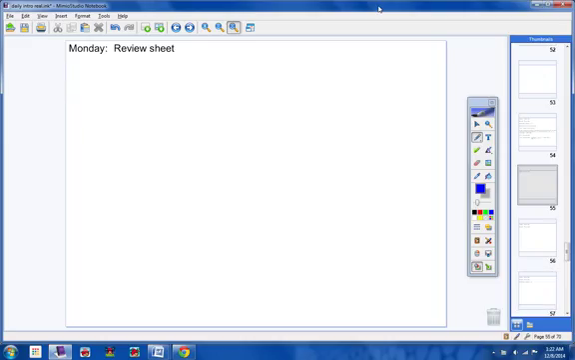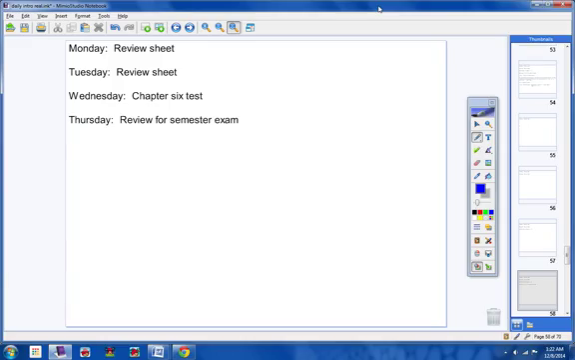Matthew, because we're at the end of the semester, we're going to change things a little bit. Usually, I give you review sheets on Thursday and Friday, but this week, we have to get the test done a little early, and so we can start reviewing for the final exam. So, review sheet today, review sheet tomorrow, okay? Wednesday, Chapter 6 test. I give you 2 days, so it's due by Friday. Thursday and Friday, we're going to review for the semester exam.